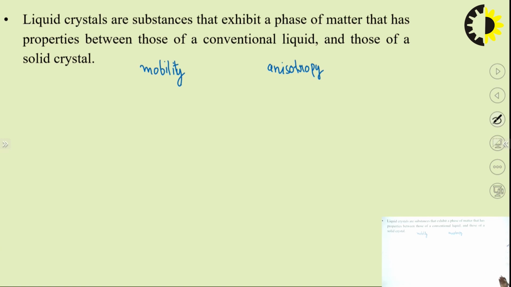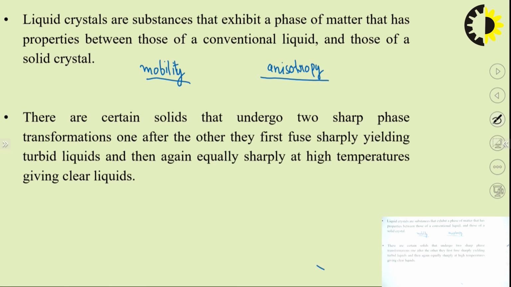So when we are going to explain types of liquid crystal, we classify liquid crystal on the basis of its mobility as well as on the basis of anisotropy, because it is having both. Some degree of mobility it is having and some degree of anisotropy it is having. Now coming to another point, how we came to know that this substance, this phase is actually a liquid crystal.